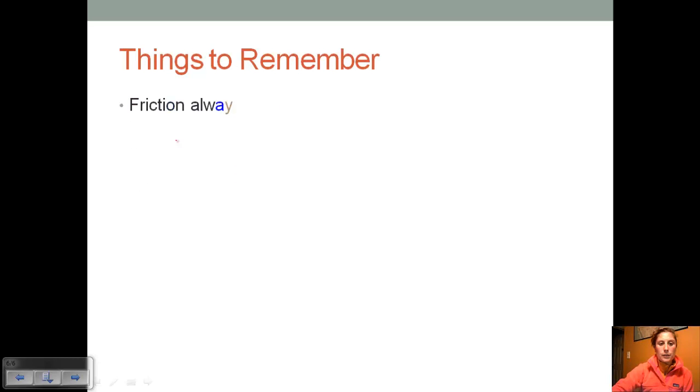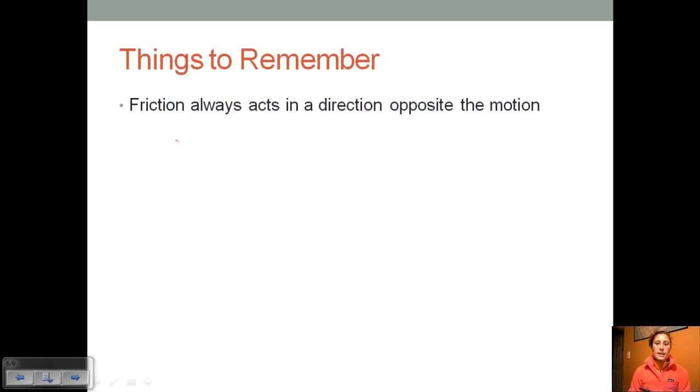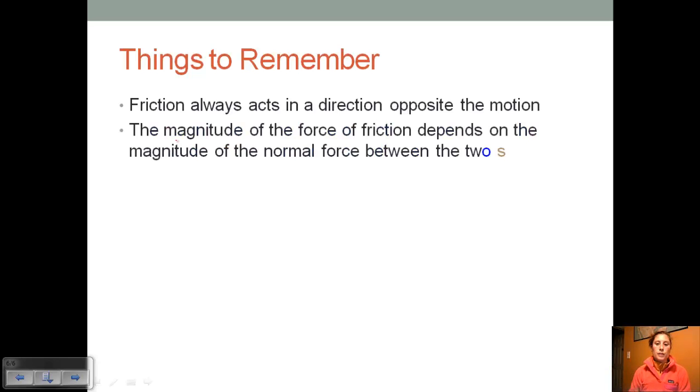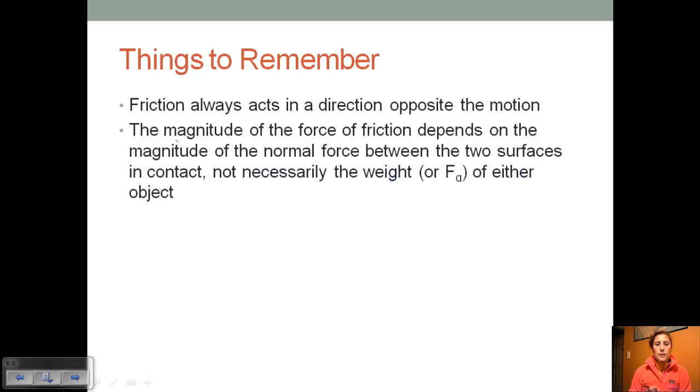So let's do a quick review. Friction always acts in the direction opposite motion. A lot of times they may not tell you what direction friction is acting in, but you'll know the direction of motion. The magnitude of the force of friction depends on 2 things: the magnitude of the normal force between the 2 surfaces in contact, and that coefficient.